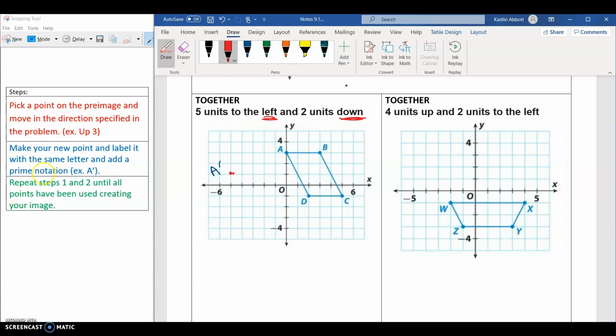Okay, now I have to do steps 1 and 2 for the next 3 points. So I'm going to take B. I'm going to go left 5, 1, 2, 3, 4, 5, and down 2, 1, 2. Put a dot. And it's now B prime. All right, 2 more. Here's D. Go left 5, 1, 2, 3, 4, 5. Down 2, 1, 2. Put a dot. And this is D prime.